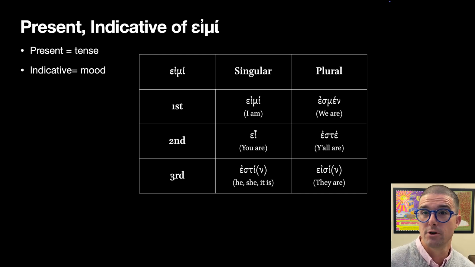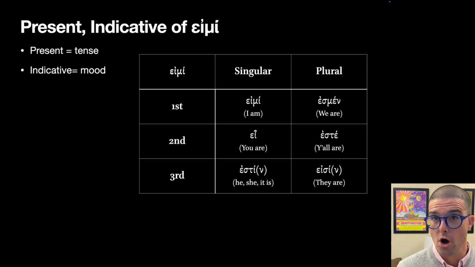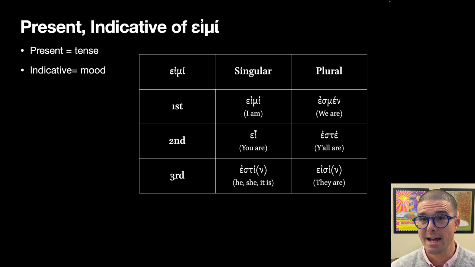Esmen is first person plural. We are in English. Este, second person plural. Y'all are in English. And then the third person plural is asin, again with that movable nu. So asi or asin, the nu there if the next word begins with a vowel.